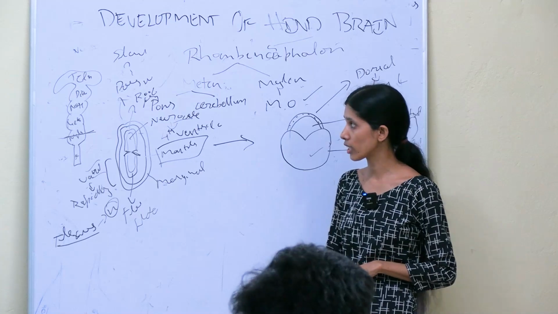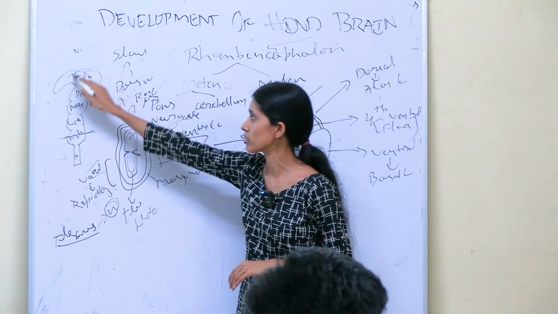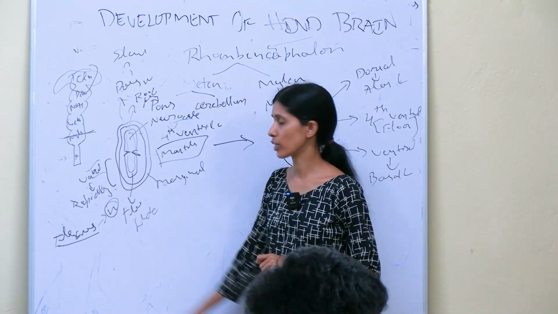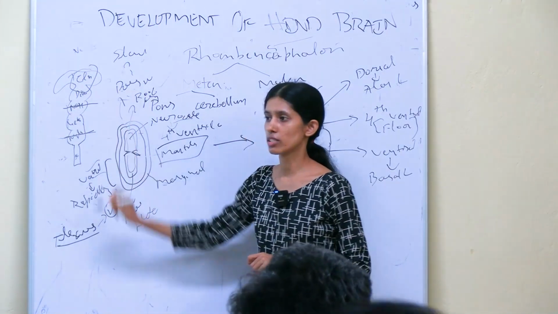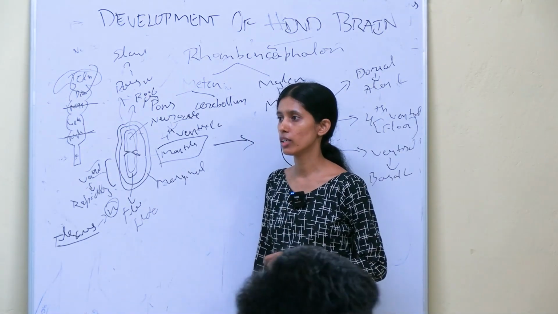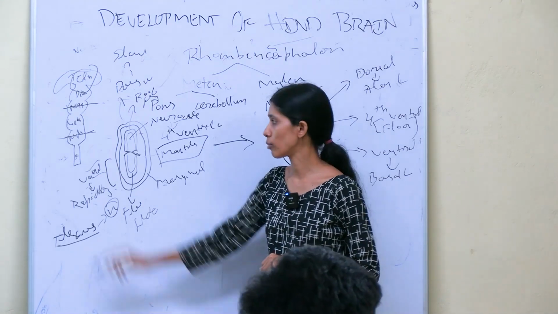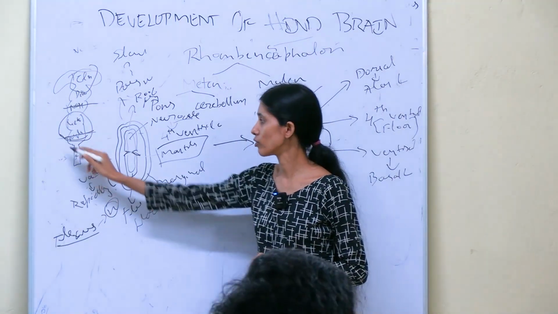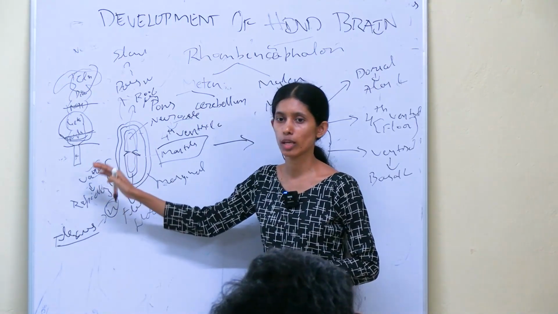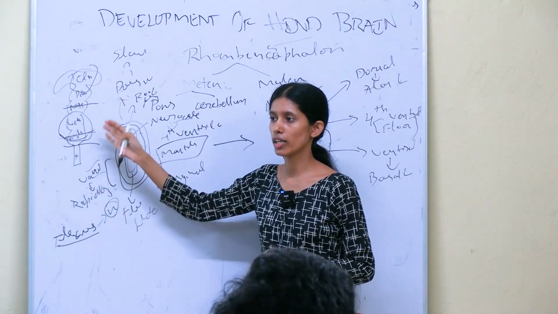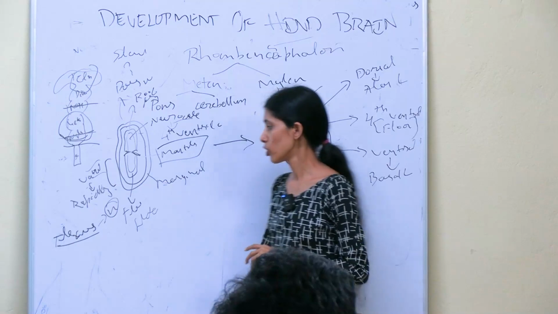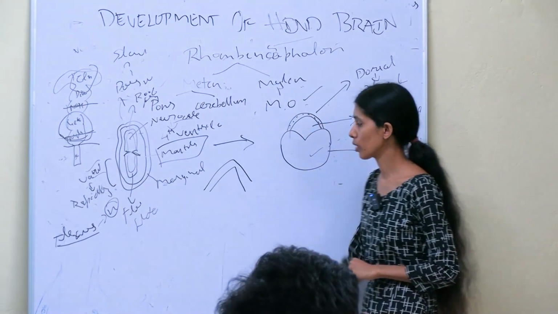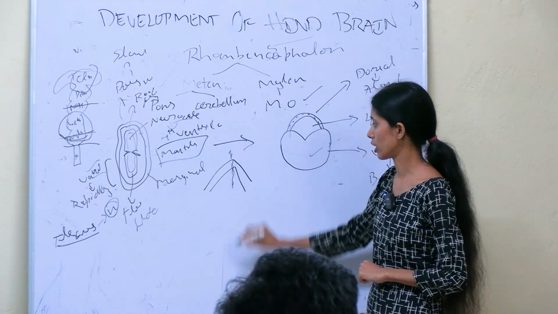telencephalic flexure. So telencephalic flexure can be seen in this area, and then we have mesencephalic flexure which takes place in the mesencephalon area, followed by the pontine flexure which can be seen in your rhombencephalon area. Then we have the cervical flexure which can be seen between your spinal cord and the hindbrain. Okay, so now this is the rhombencephalon, and here the bending is taking place.